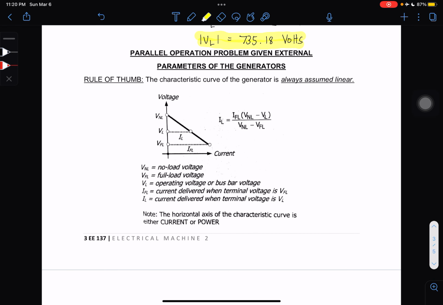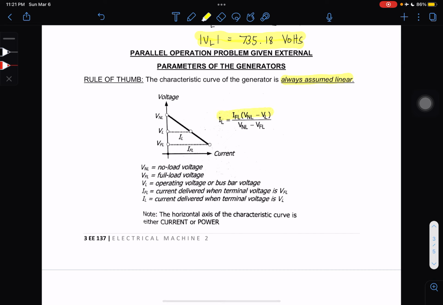So we have here parallel operation problem given external parameters of the generator. So we have here our rule of thumb. So the characteristic curve of the generator is always assumed linear. So sa atong generator dapat naka-assume, always assume nga linear ang atuang characteristic curve. So for our voltage, so we have here to solve for our current delivered when terminal voltage. So sa parallel operation na rin siya ha, if na siya given nga external.